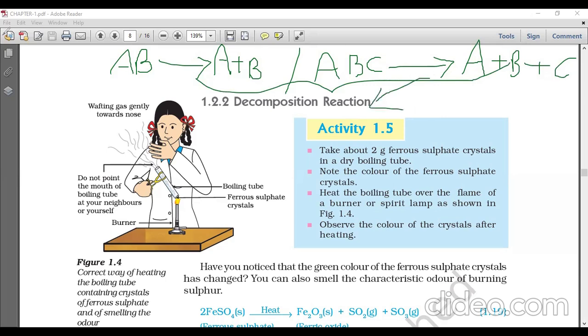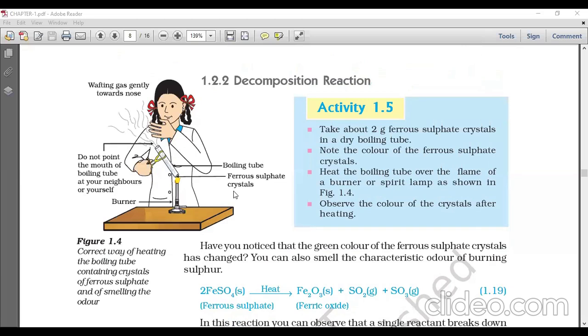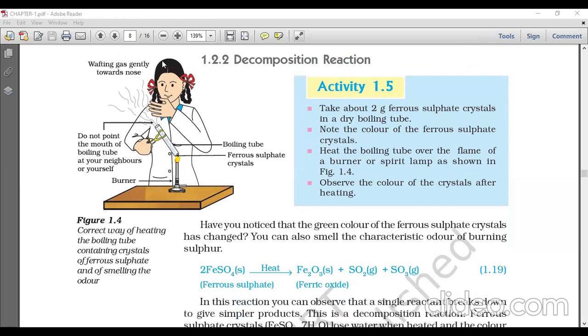For this activity, a video has already been made, and you may check the description for this video. So what are we going to do in this activity? Let us see. Take 2 grams of ferrous sulfate crystals in a dry boiling tube, and now he's asking to note the color of ferrous sulfate. What will be the color? Note down in your textbook that the color of ferrous sulfate is light green, a light greenish color.